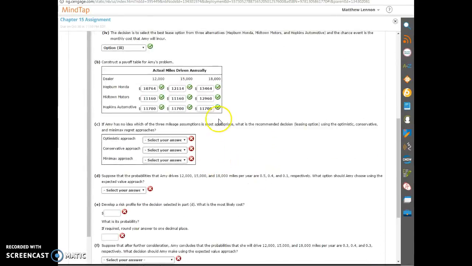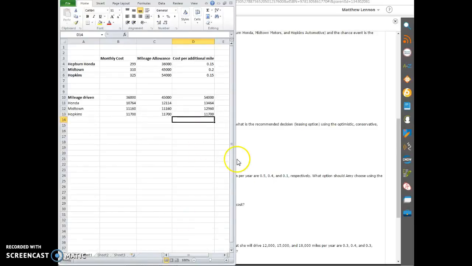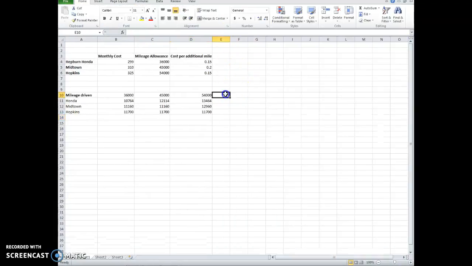Now we want to do the optimistic, conservative, and minimax. So let's go back to the Excel and look at, suppose all cases are equally likely. Let's just compute the average cost.